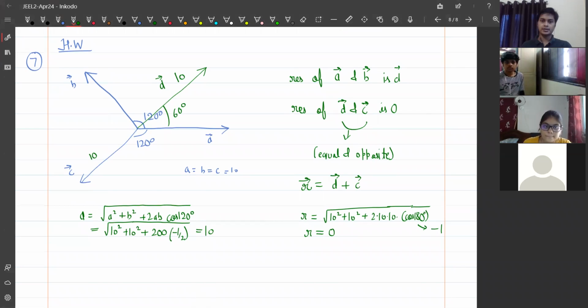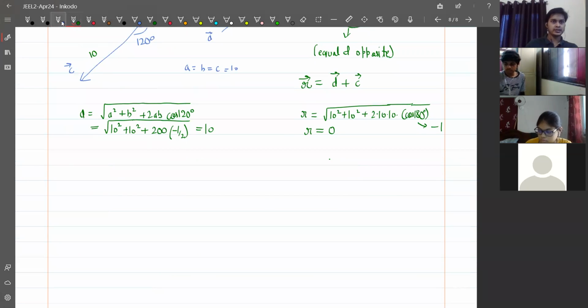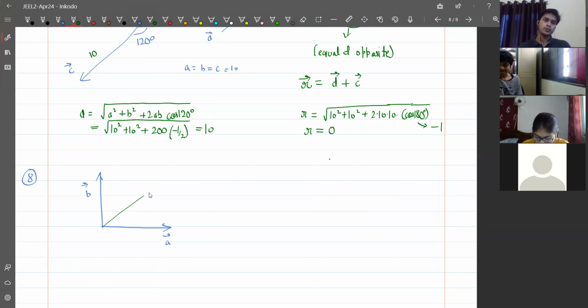Then question number 8. It was, so A and B were 10. All right. Question number 8 can also be done like this. First, find out the resultant of A and B. So the resultant of A and B will be 10 root 2. Let us call this D. So D vector is A vector plus B vector, and the value of D will be 10 root 2 if you find it out from the formula. 5 and 5, so 10 and 10, the resultant will be 10 root 2.